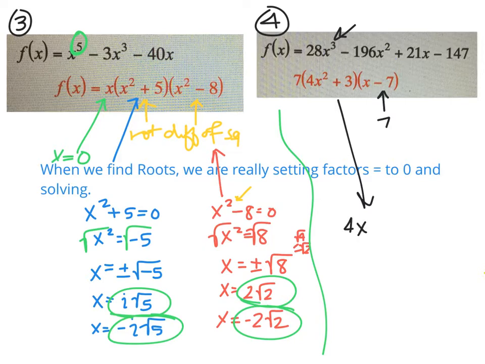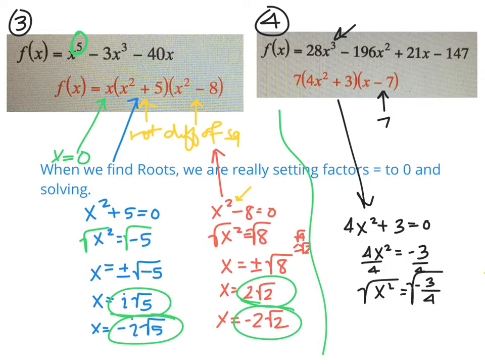So 4x squared plus 3 equals 0. That's 4x squared equals -3. You do have to divide by 4 before you can take the square root. So x squared equals -3/4. And then we'll take the square root. So x is going to equal plus or minus the square root of -3/4.